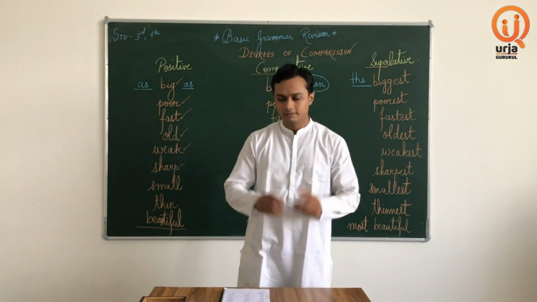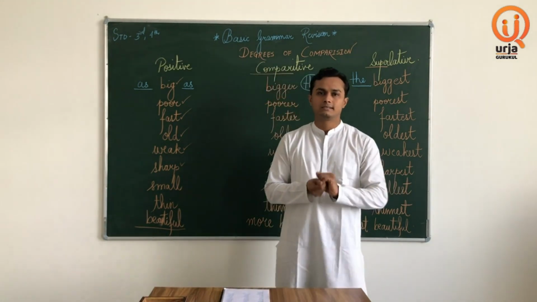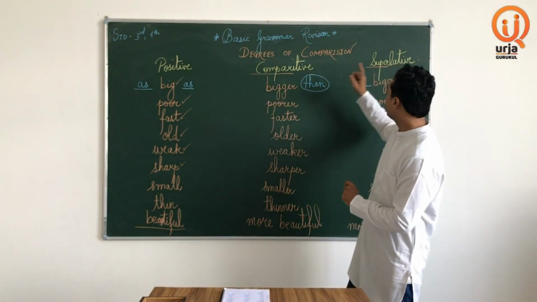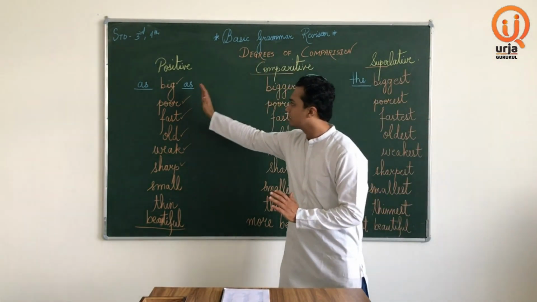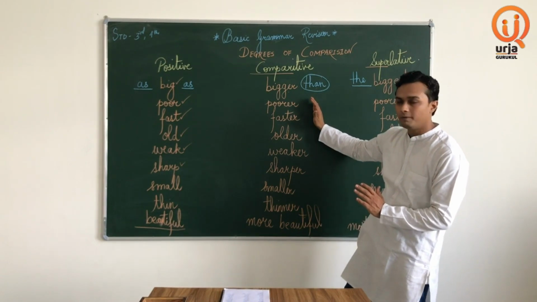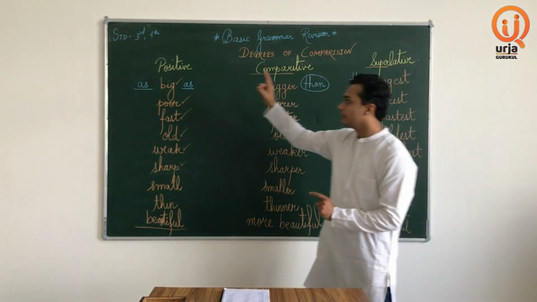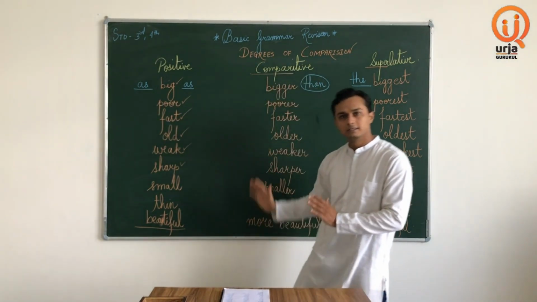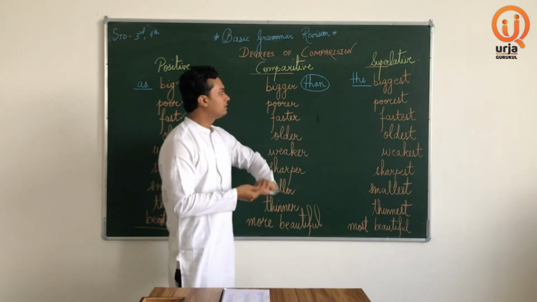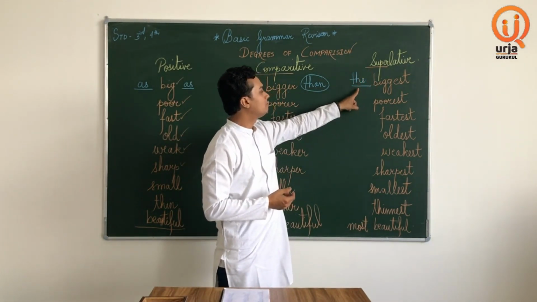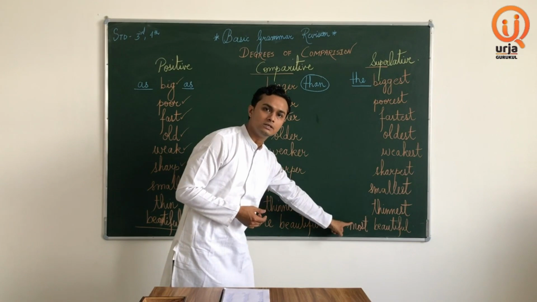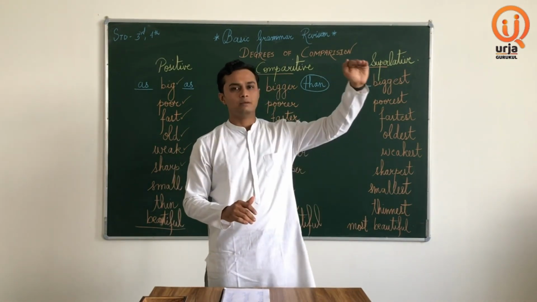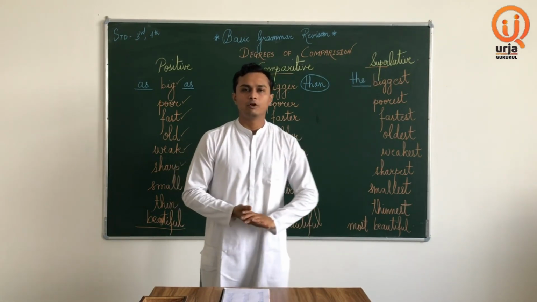So, this is it from the video. I'll just quickly revise what we have seen. Three degrees of comparison: positive, comparative, and superlative. Positive can be on the level of as big as, as small as, as fast as, as old as, and so forth. And with the last one, we always add "the" in front of these degrees. Why? Because this cannot be compared with anything. They are the best.